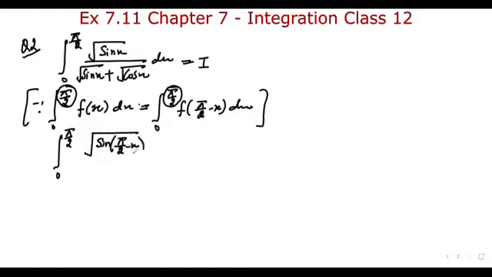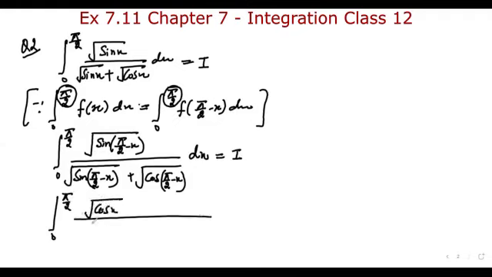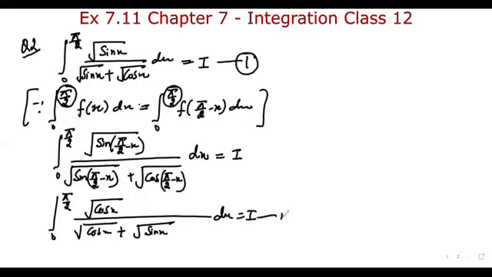this is root sine(pi by 2 minus x) plus root cos(pi by 2 minus x) dx, equal to I. Now we know sine(pi by 2 minus x) is cos x. Again, this is cos x plus, this will be sin x. Cos(pi by 2 minus x) is sin x, equal to I. Let it be equation 1 and this be equation 2.